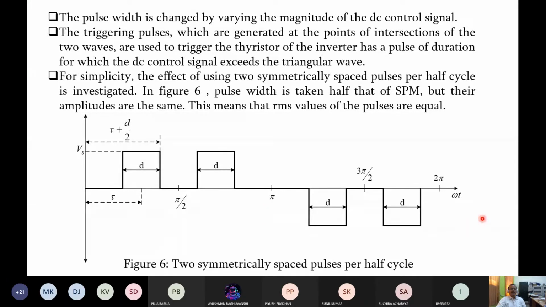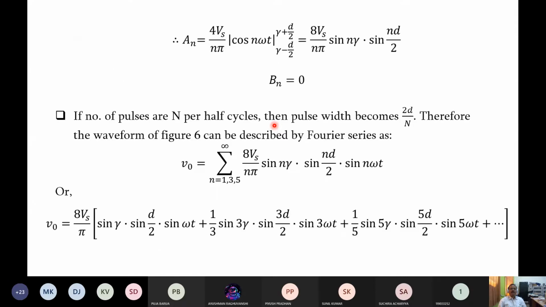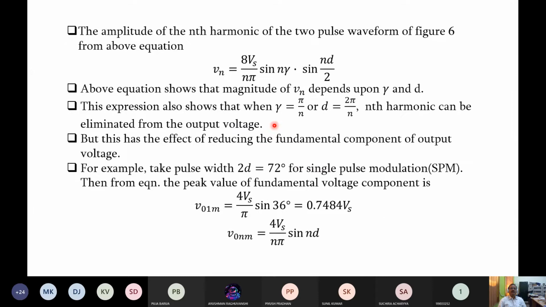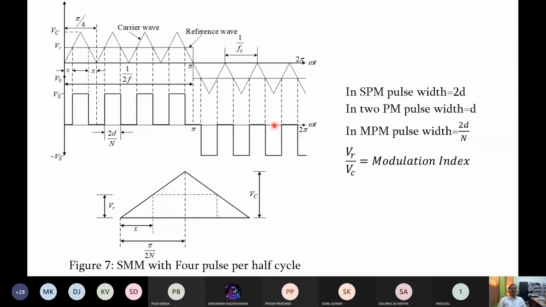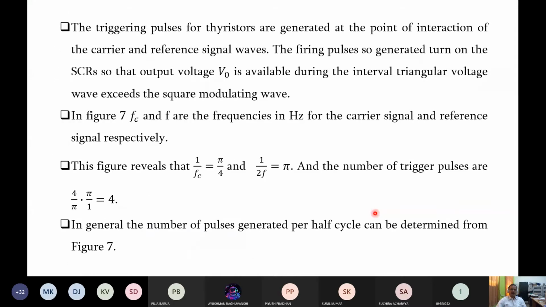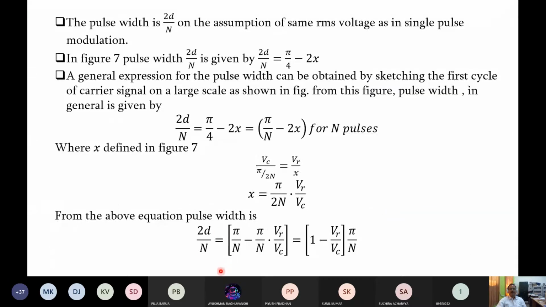And we have proved that for multiple pass modulation, the magnitude of the fundamental is less than what it is with single pass modulation. This theta 1, theta 2 we have derived from the graph, and we have proved that the magnitude is less. Okay. From this triangle, we will derive the value of 2d by n. And 2d by n is the pass width. Okay.